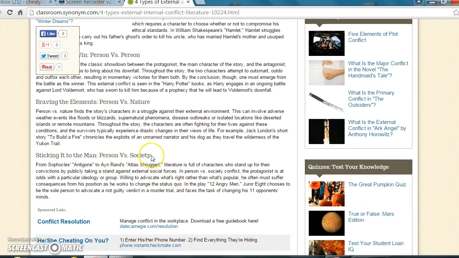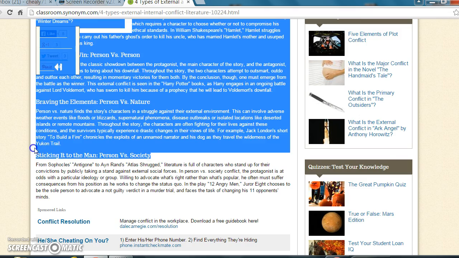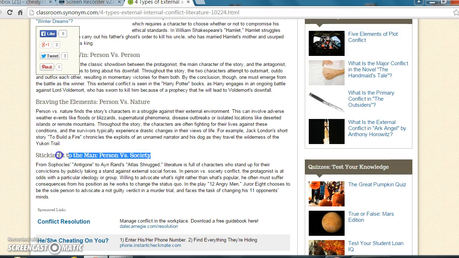And then the last one we never really got into, and maybe I didn't introduce in the first video for conflict. I said there were three, the most traditional, but in high school we start getting into this one here. It's called person versus society. Again, go ahead and write it into your workbook: sticking it to the man. This is when a protagonist, most often, is really struggling against society.